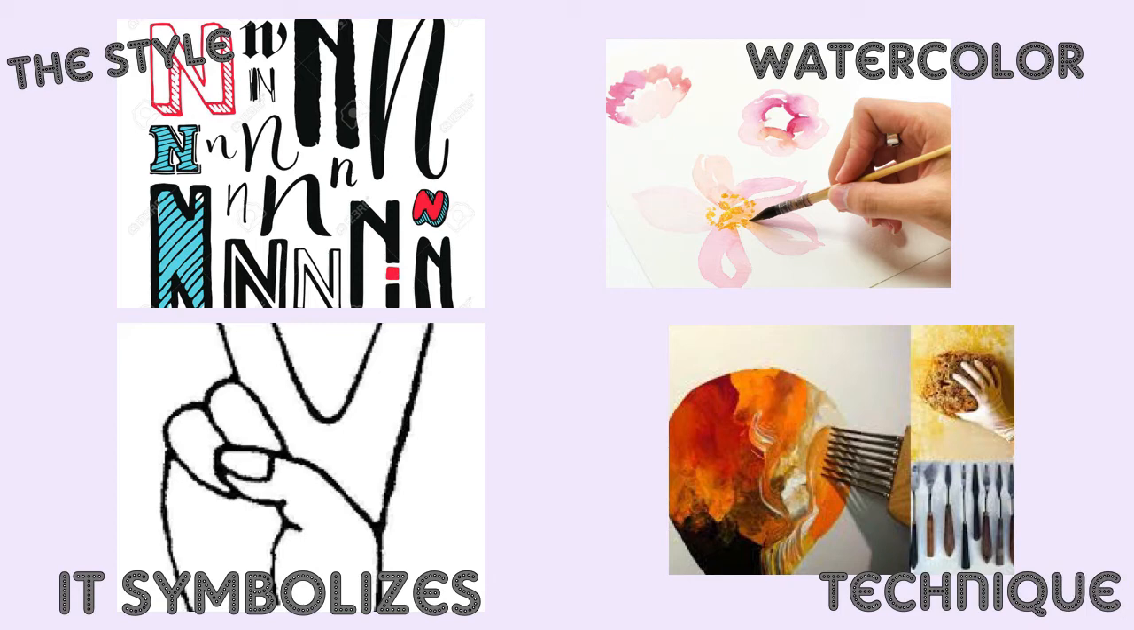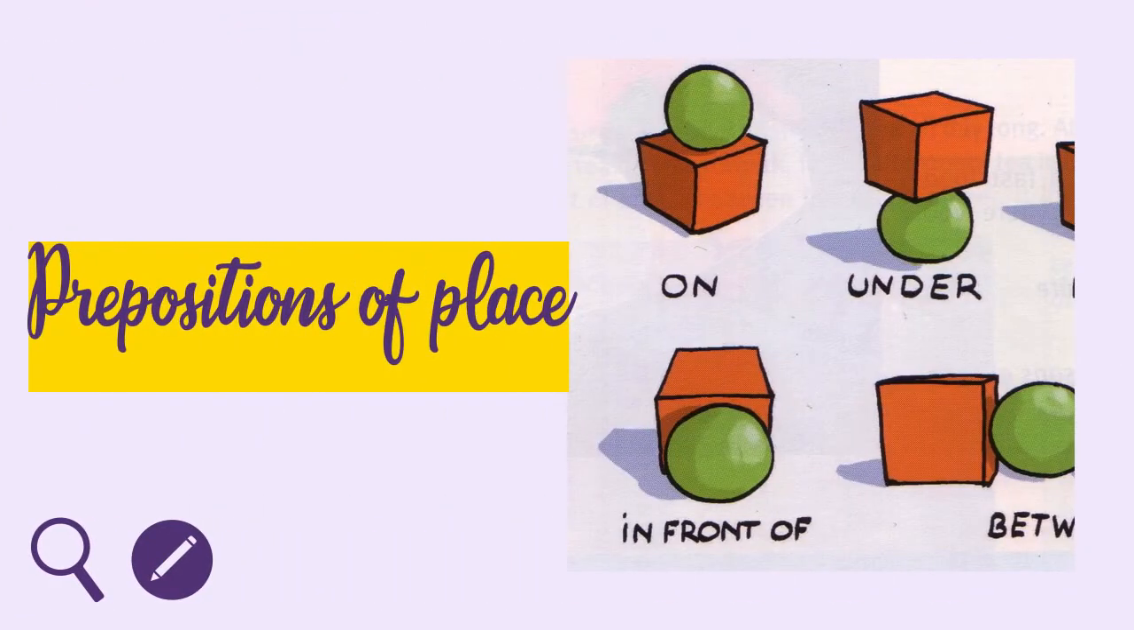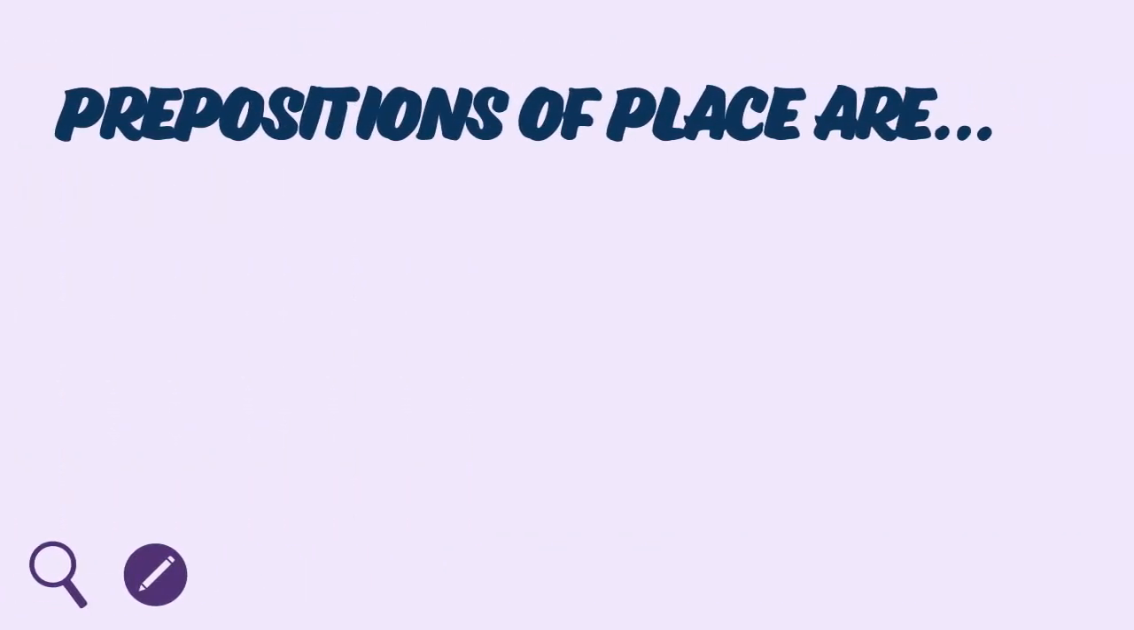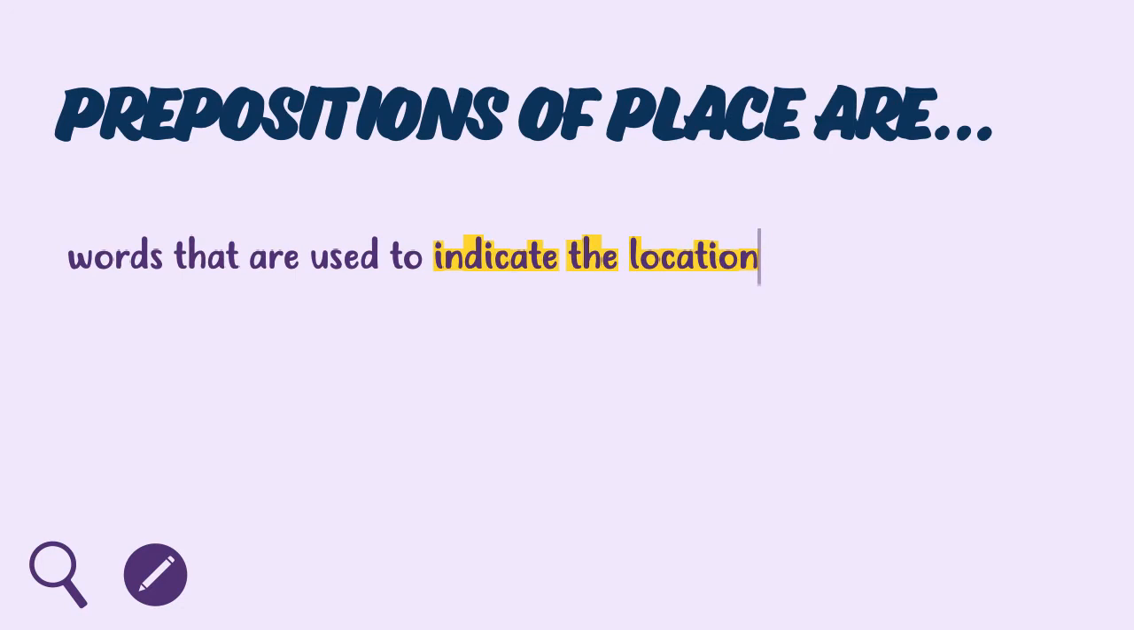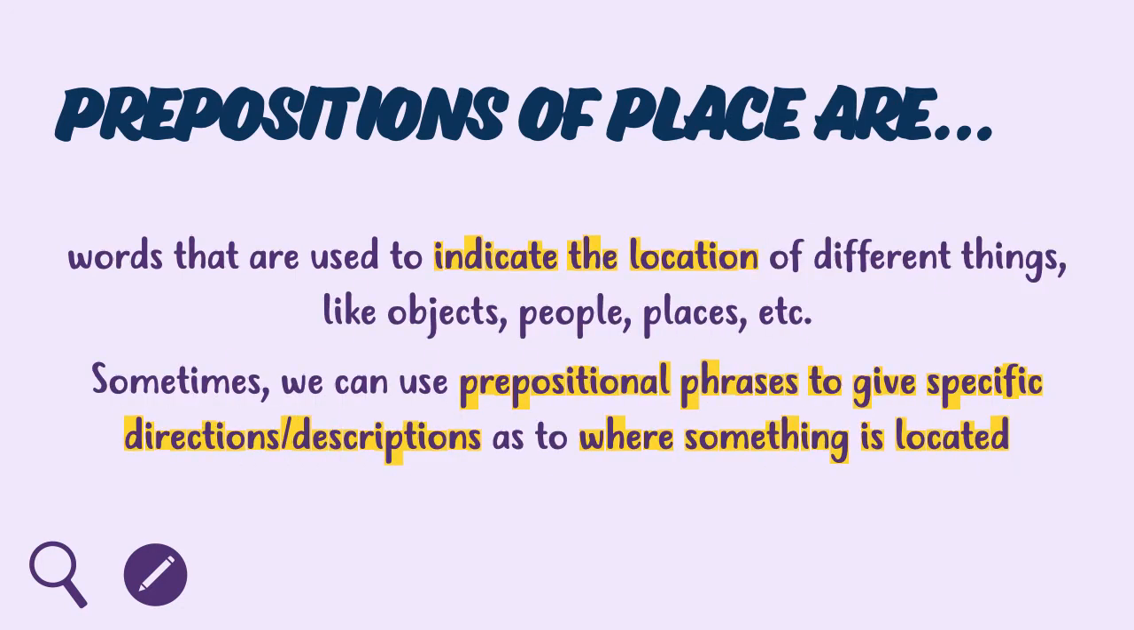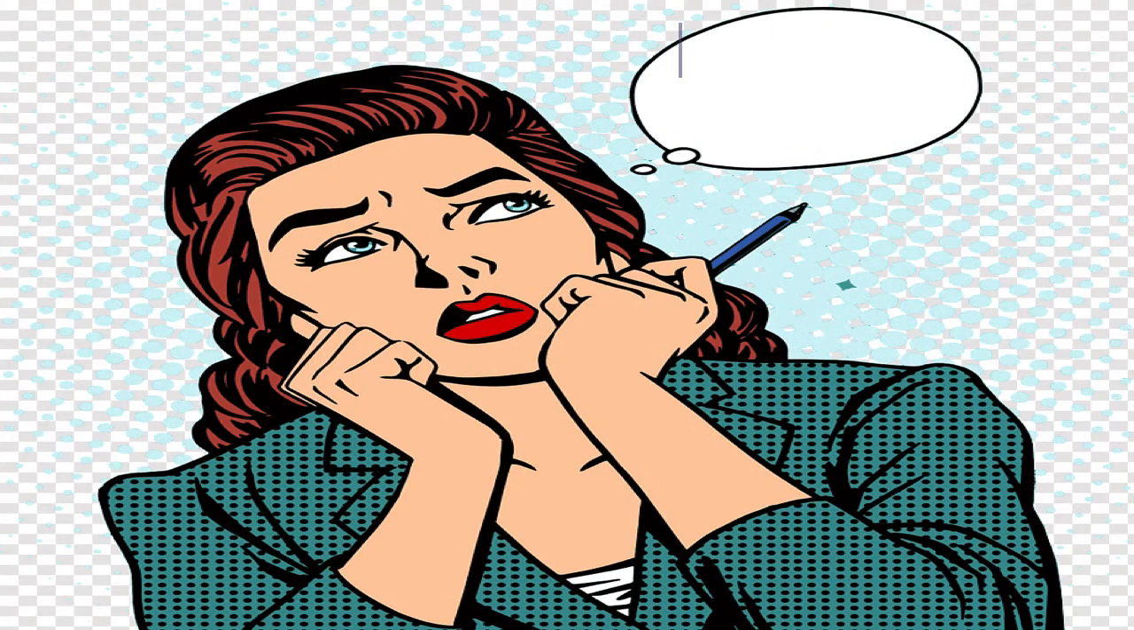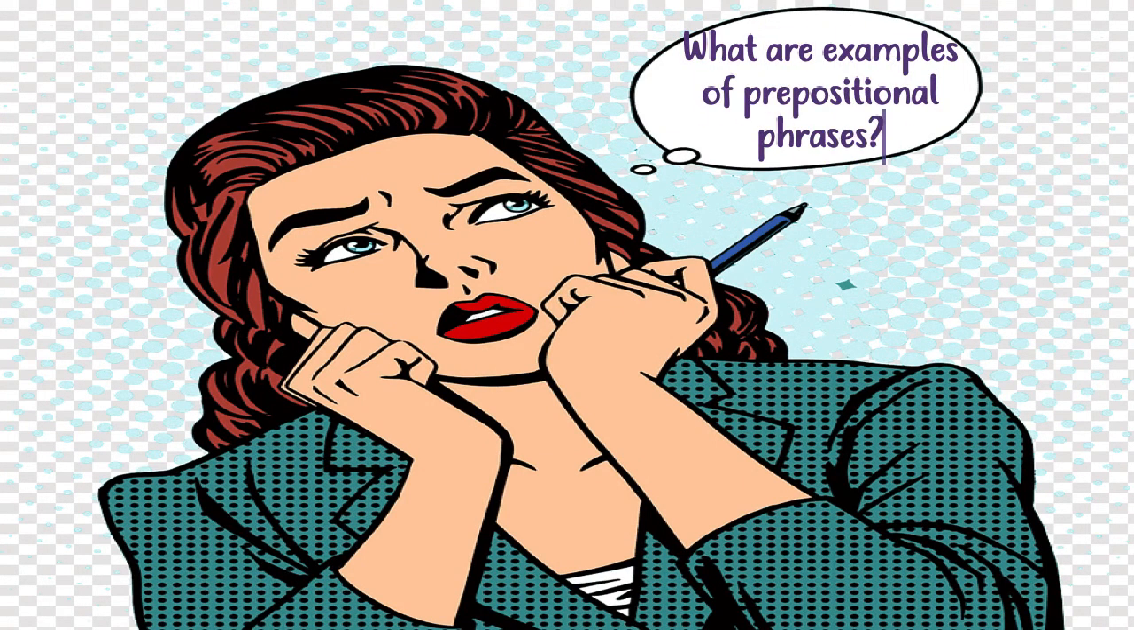Now that we know the thematic vocabulary, let's pay attention to the second part of the contents. Prepositions of place. Prepositions of place are words that are used to indicate the location of different things, like objects, people, places, etc. Sometimes we can use prepositional phrases to give specific directions or descriptions as to where something is located. But what are some examples of prepositional phrases?